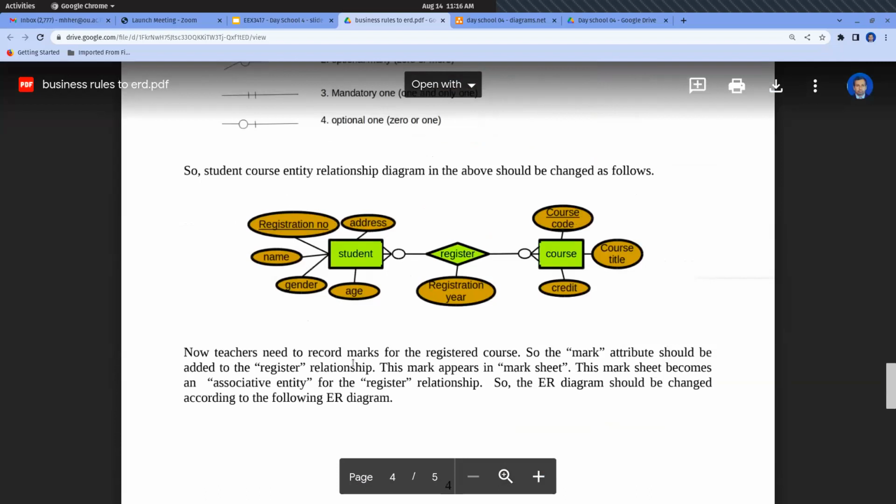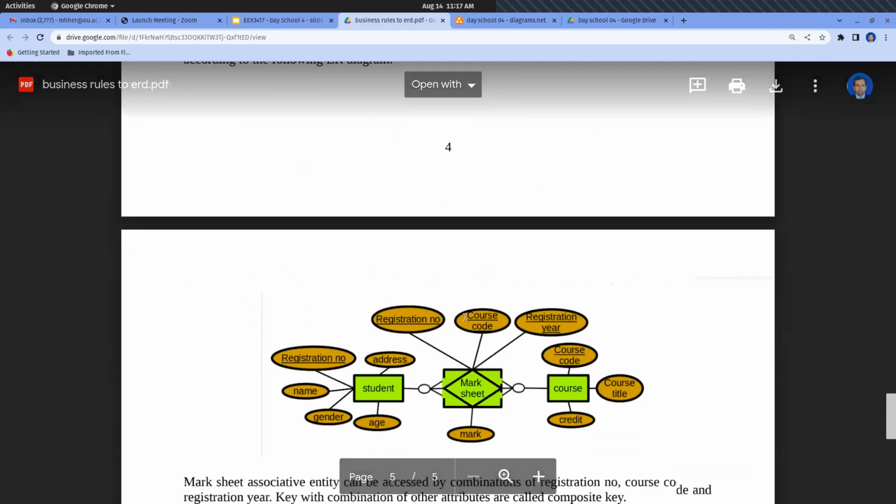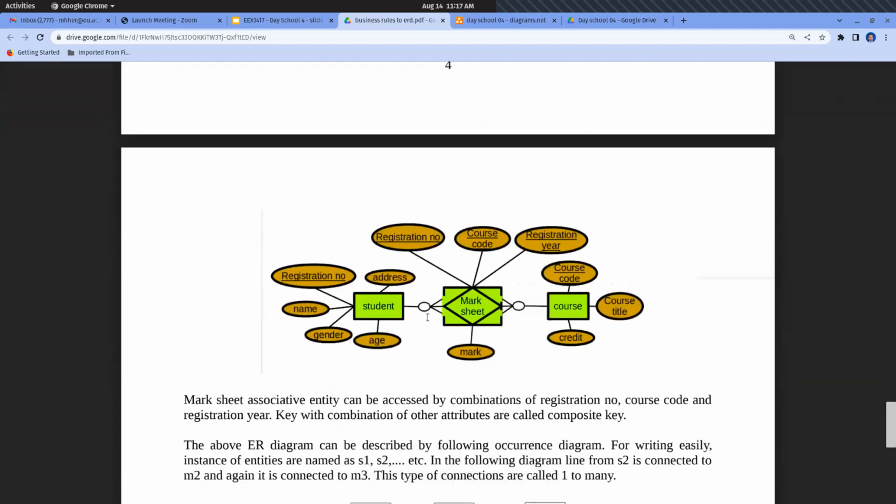But all these entity relationship diagrams, you have to convert to data tables in the database. When you do lab 3, you will learn about tables, database, and relationships. In a practical database like MySQL, only one to many relationships are there.